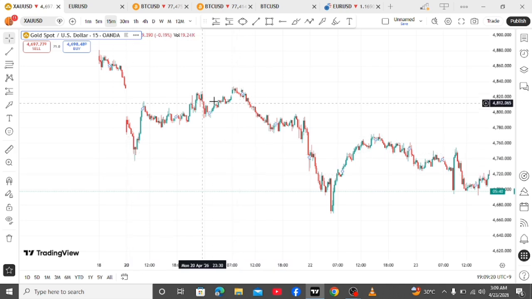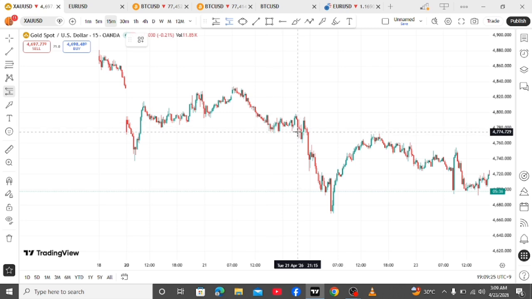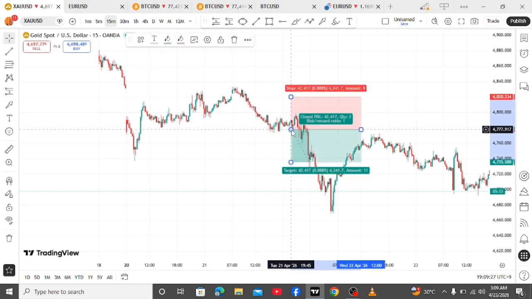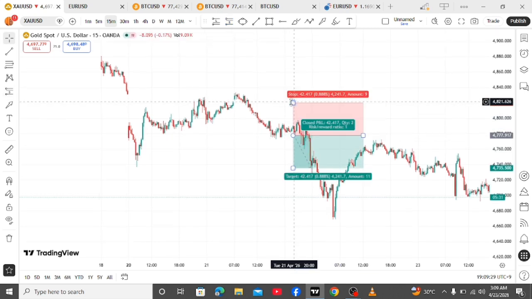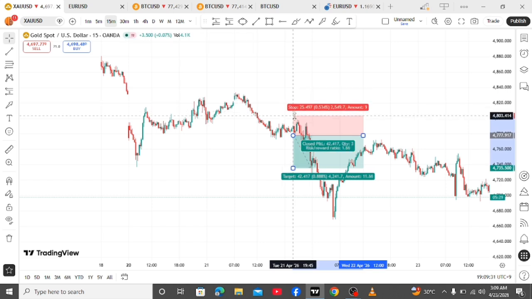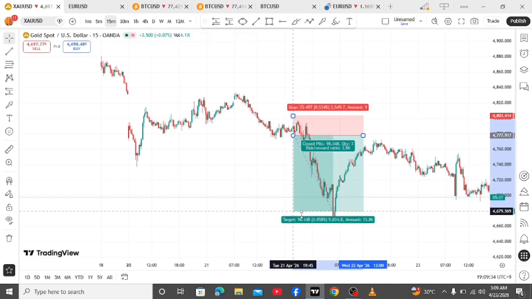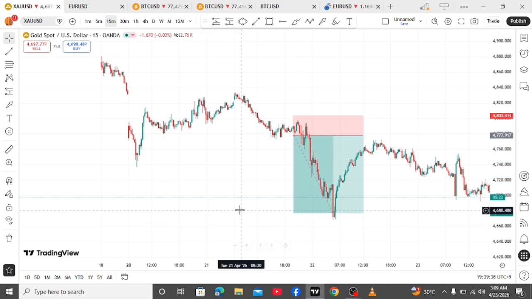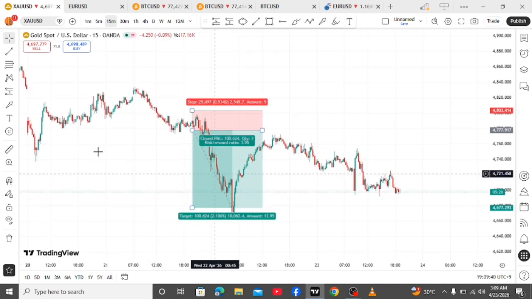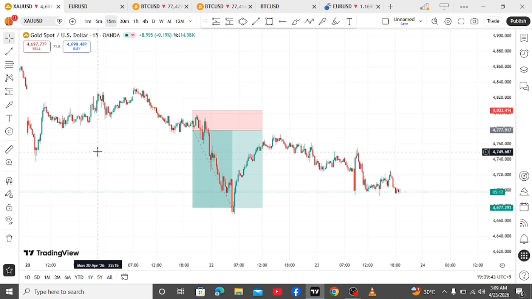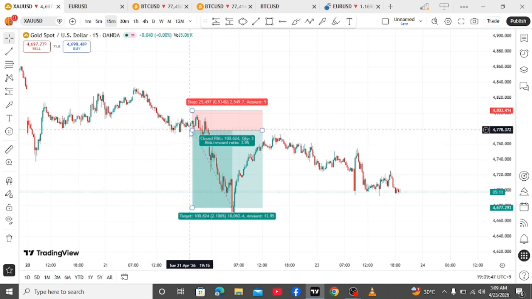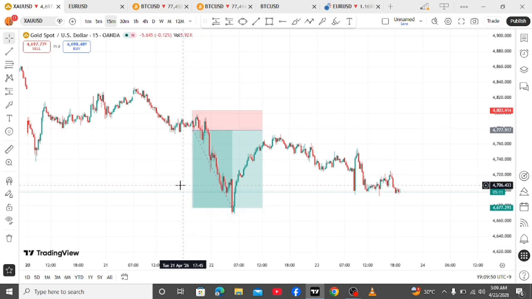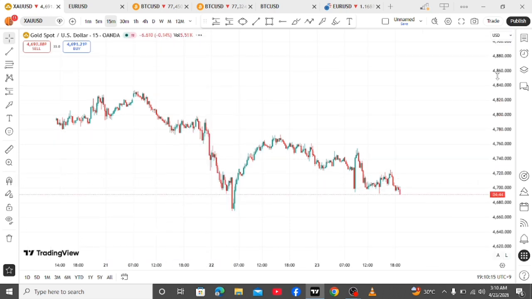Let me show you that. If we had sold from here, with our stop loss below here and our take profit down there, this would have been our profit, because the market is going down. All we should be thinking is sell. And if we had sold from this point, this would have been our profit. We just made good profit on this trade.